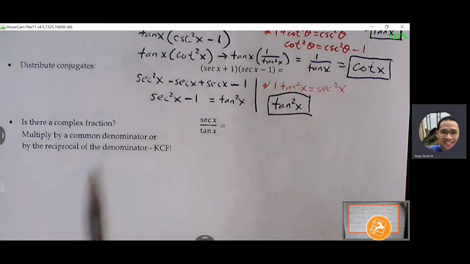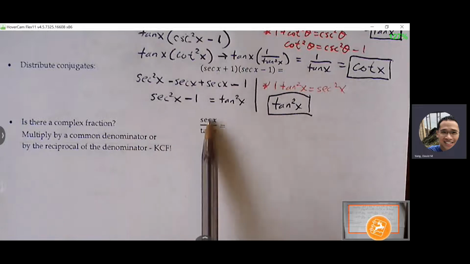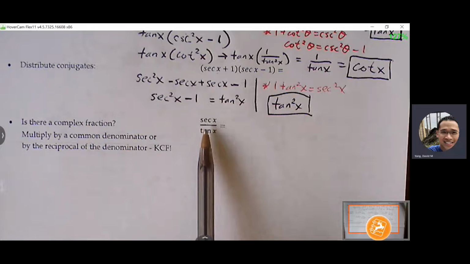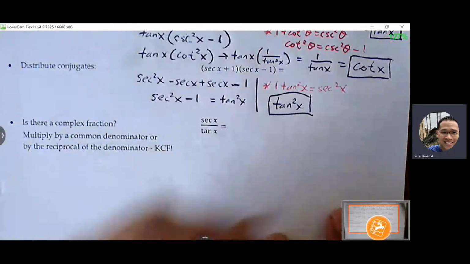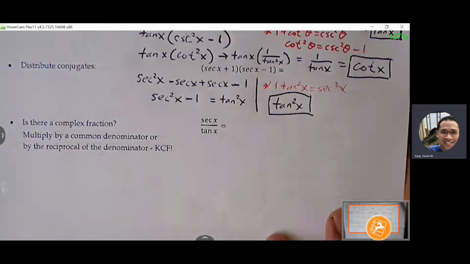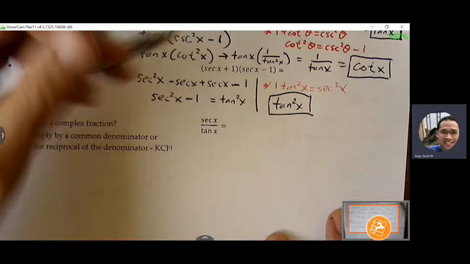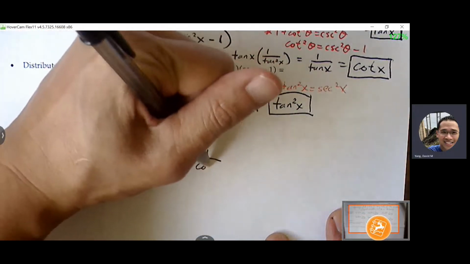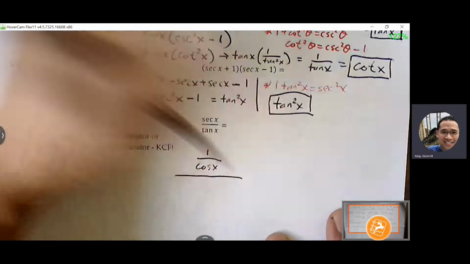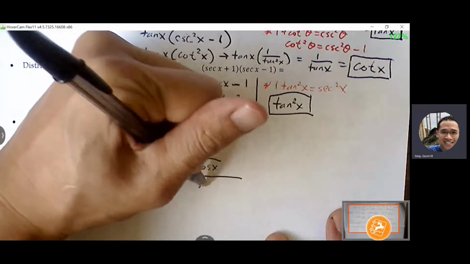Is there a complex fraction? So when you see a complex fraction, potentially secant over tangent, you can rewrite it in terms of sine and cosine. But anytime you see a complex fraction, we can always just bring the denominator up by multiplying by the reciprocal. So we know that secant is the same thing as 1 over cosine. And we know that tangent is the same thing as sine over cosine.